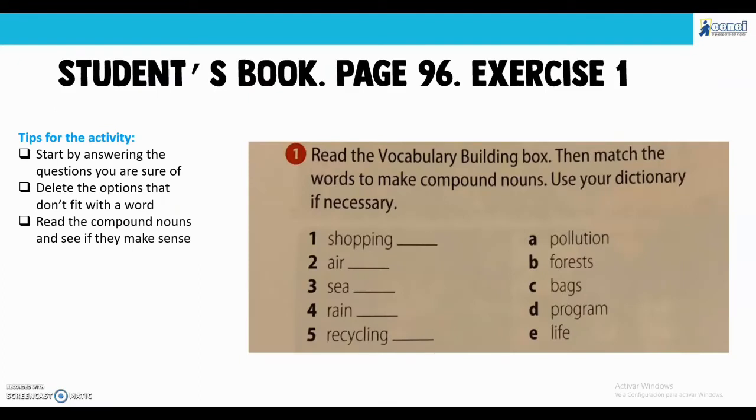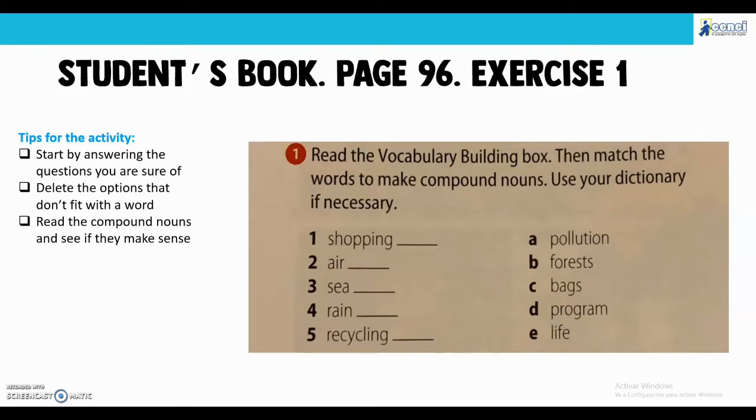Okay guys, please open your student's book on page 96, exercise 1. The instructions say, match the words to make compound nouns. Use your dictionary if necessary. So I'm going to give you some tips for the activity, and the first one says, start by answering the questions you are sure of. There are a few that are kind of obvious, so you can start with those ones. Then, delete the options that don't fit with a word.